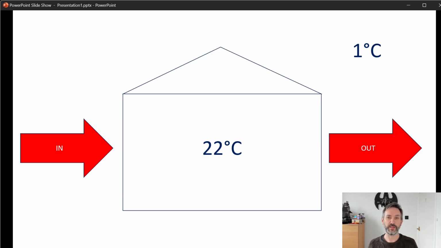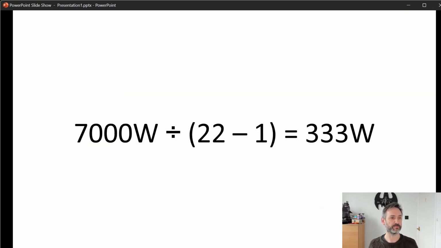Now, using the heat meter, we're able to measure the heat going into the house. So we can then take the temperatures inside and outside and combine that with that reading to give us a heat loss figure. So if we take this example, let's say that the heat meter is reading 7 kilowatts, 7,000 watts. Our internal temperature is 22 and our external temperature is 1.